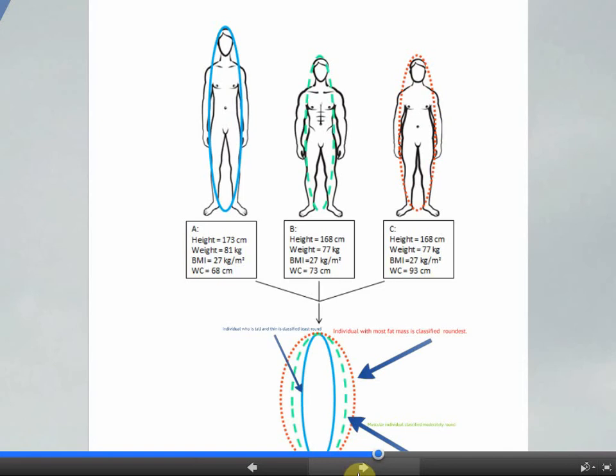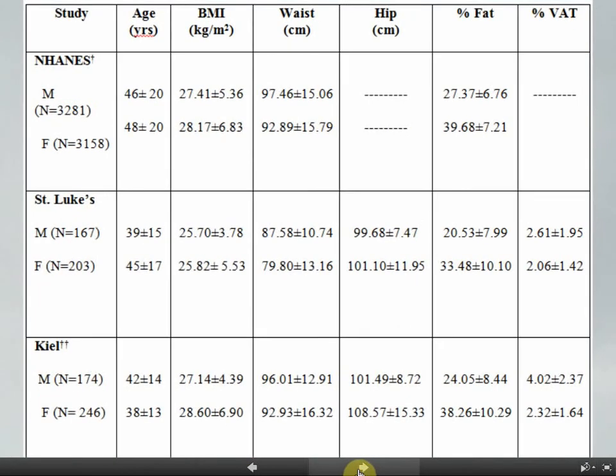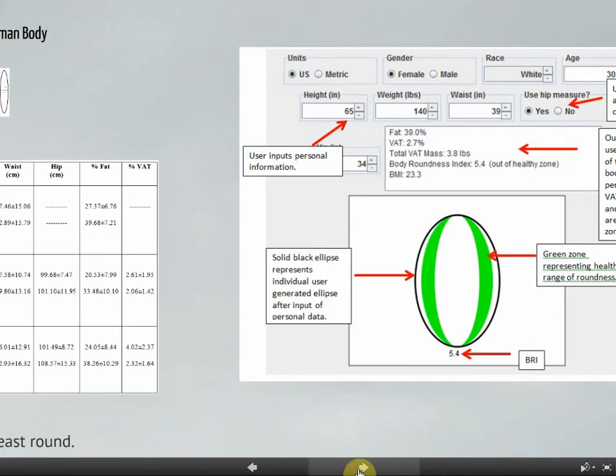The closer that number is to 0, the more round you are, and the closer that number is to 1, the more straight you are. But I applied it to the human body. And I took data and I developed some models.